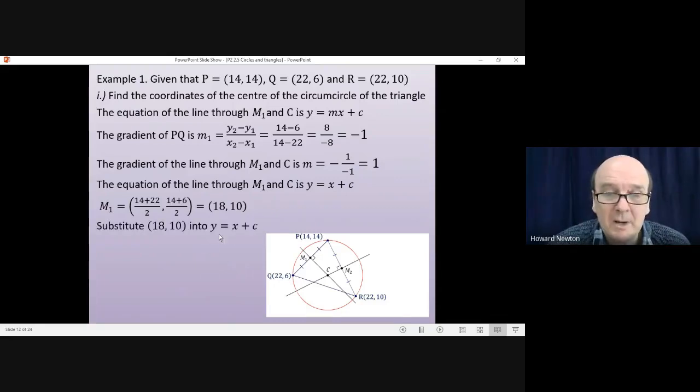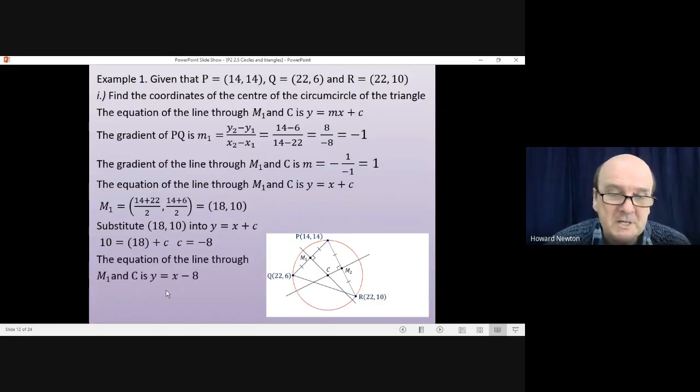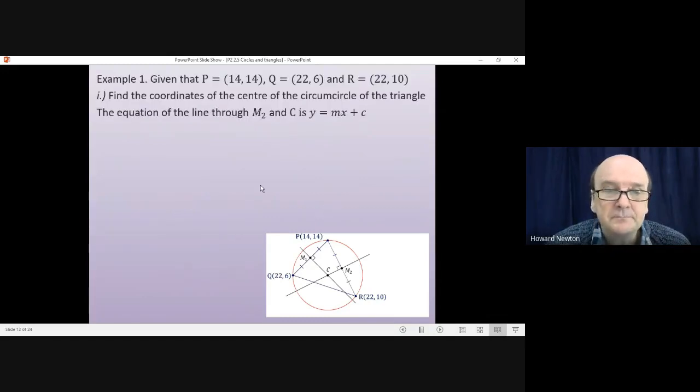Substituting that point into y equals x plus c gives me 10 equals 18 plus c, which means c equals -8. And the equation of the line through M1 and C must be y equals x minus 8. I now do exactly the same thing to find the equation of the line through M2 and C.